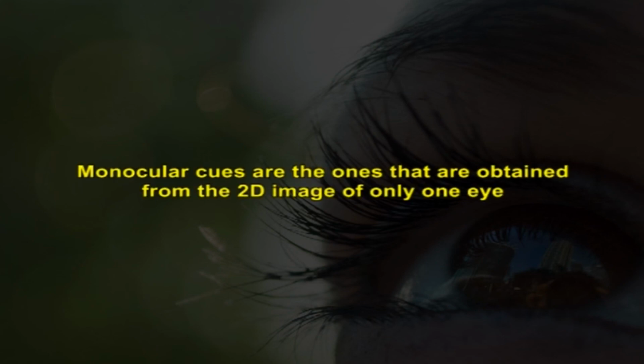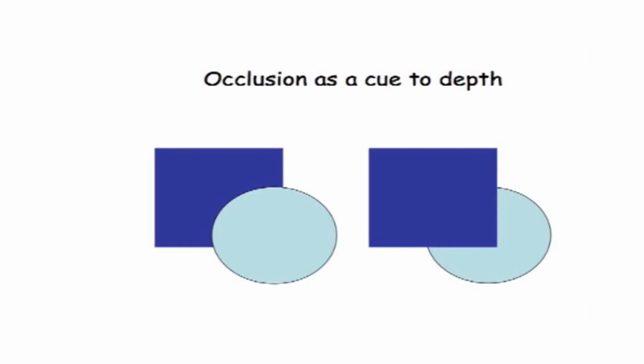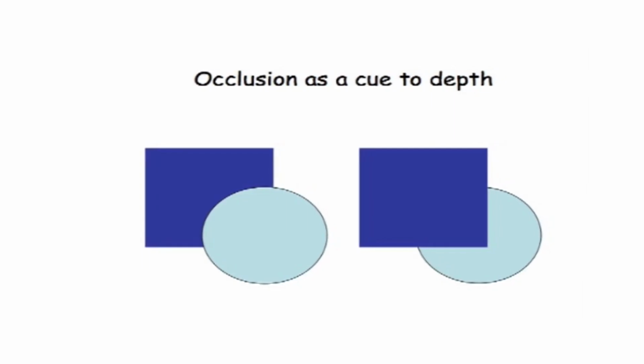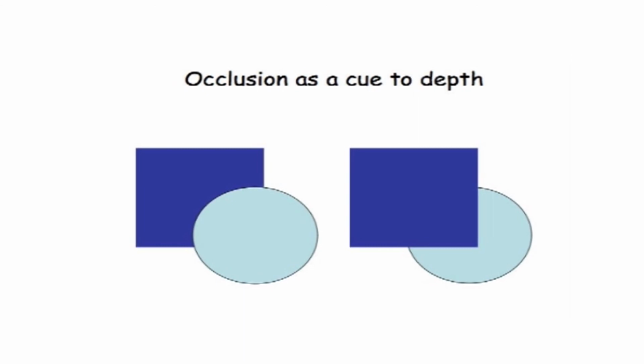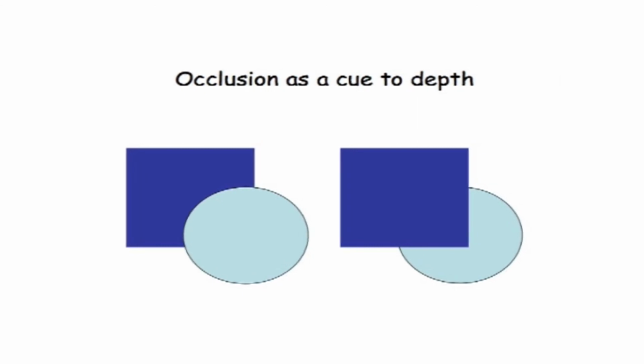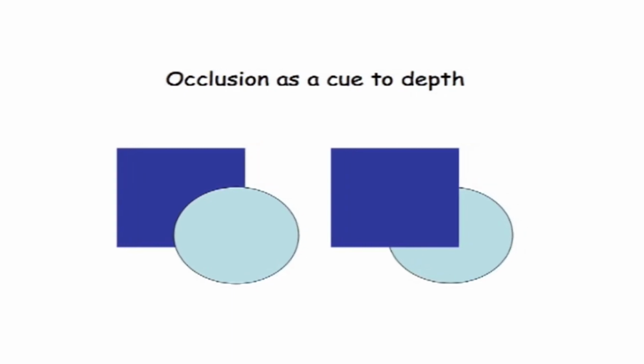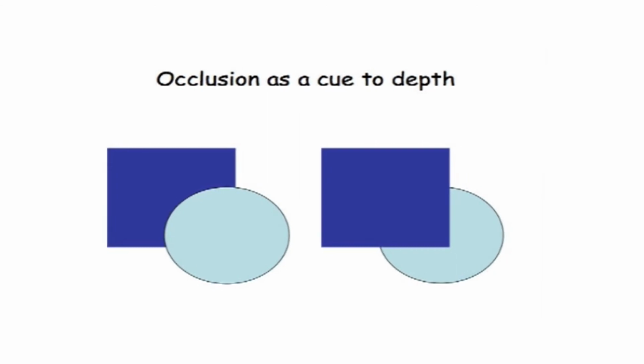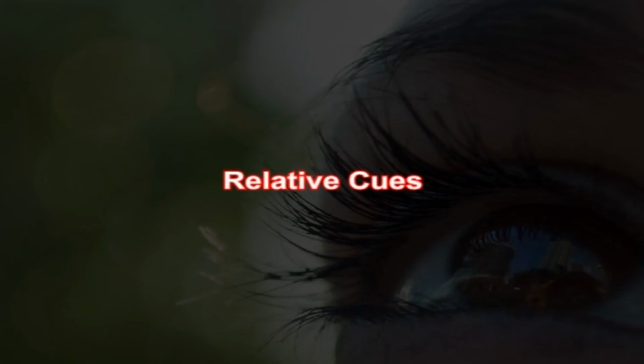Monocular cues are the ones that are obtained from the two-dimensional image of only one eye. These include occlusion. When one object is hidden fully or partially, this hidden object is considered to be further away, behind the object which is covering it.